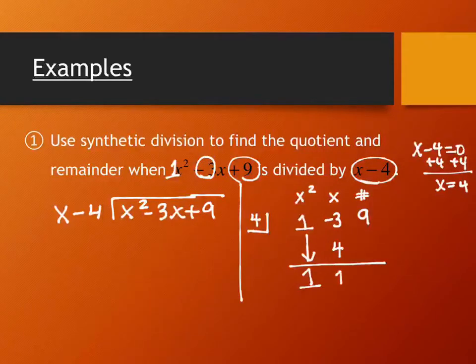It would be positive 1. And then we do it again. So now again, I take this number 1, multiply it by the 4 on the outside. That gives me 4. I write it under the 9.